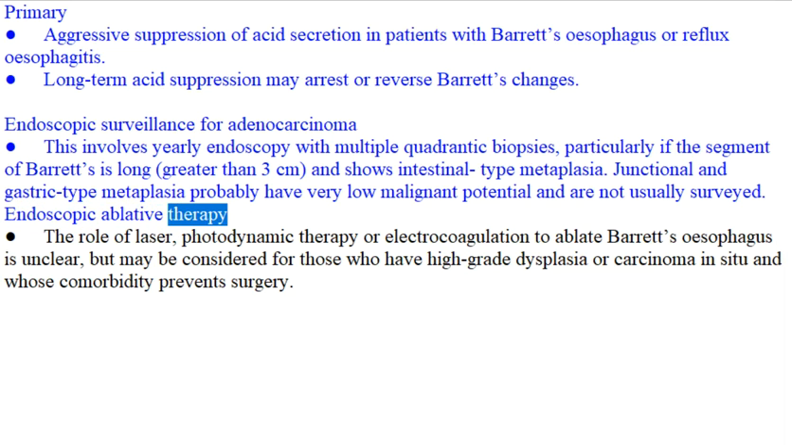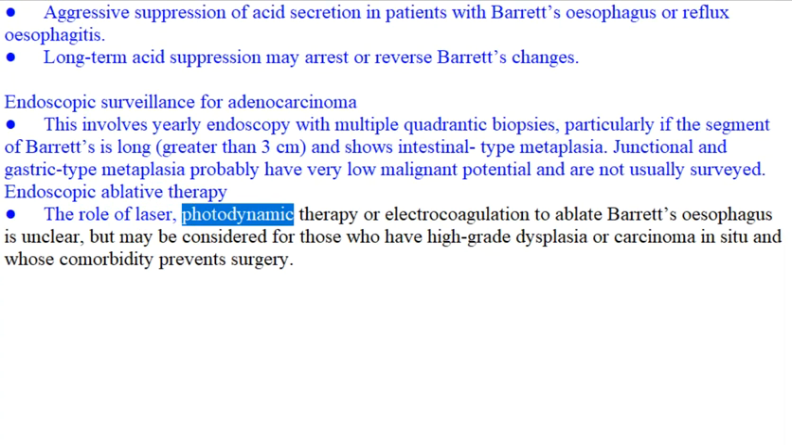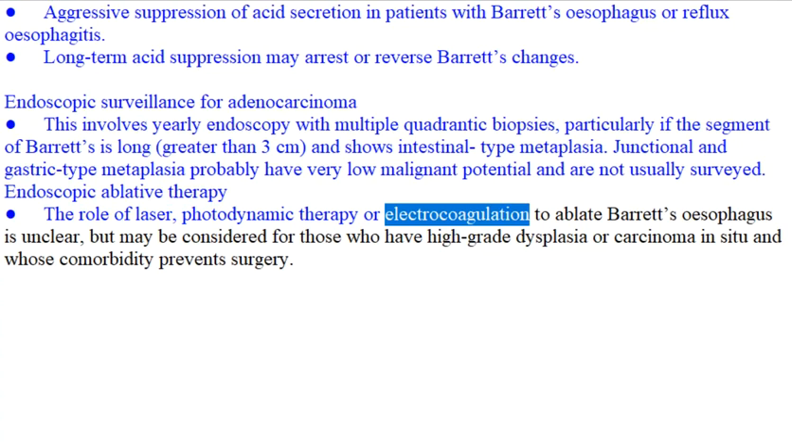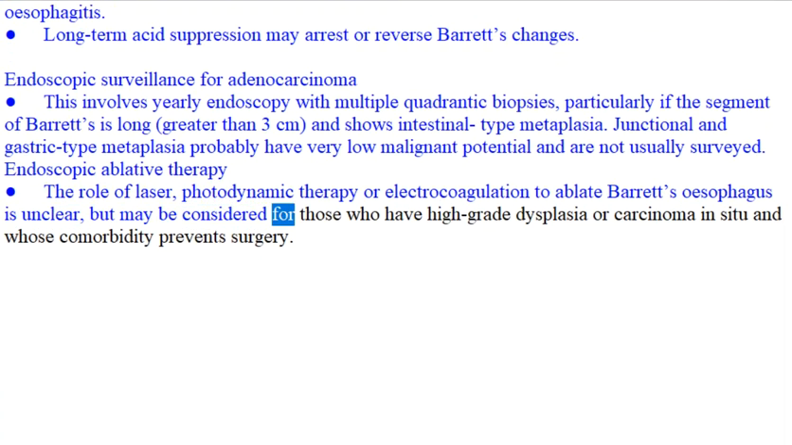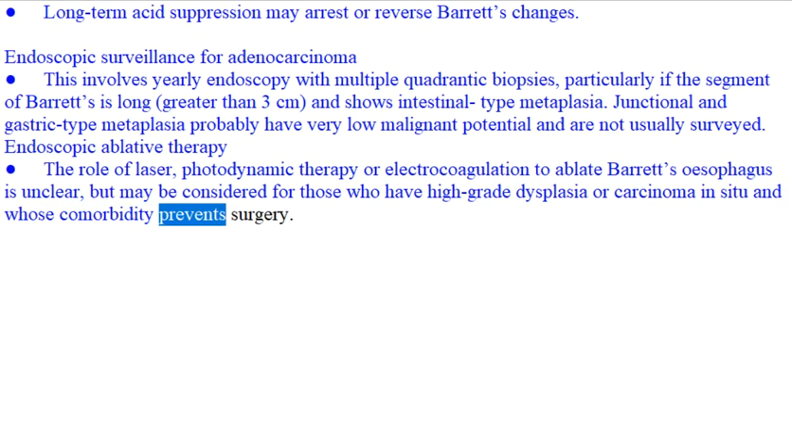Endoscopic ablative therapy. The role of laser, photodynamic therapy, or electrocoagulation to ablate Barrett's esophagus is unclear, but may be considered for those who have high-grade dysplasia or carcinoma in situ and whose comorbidity prevents surgery.